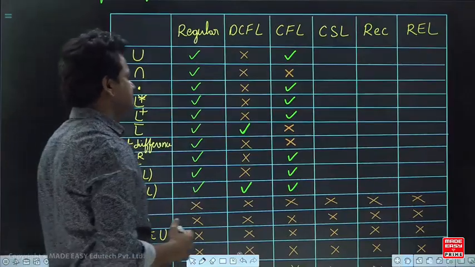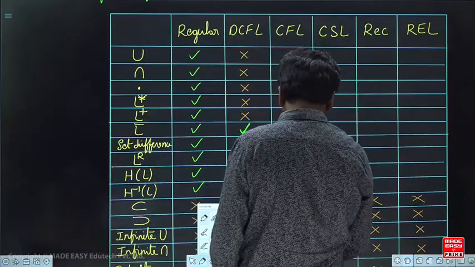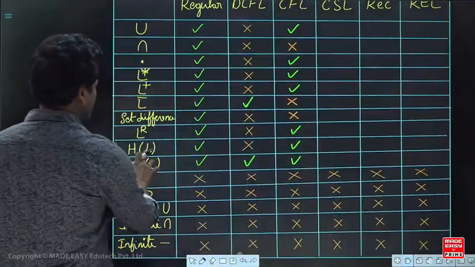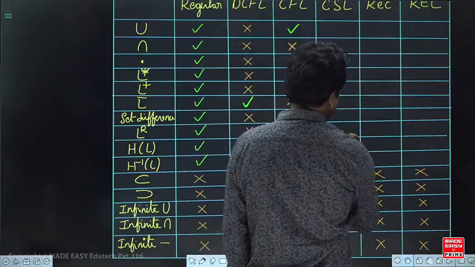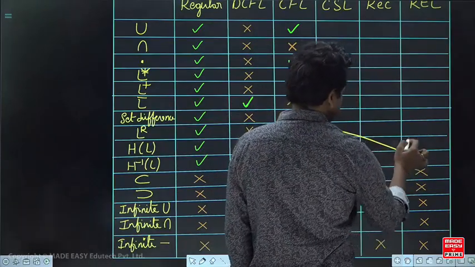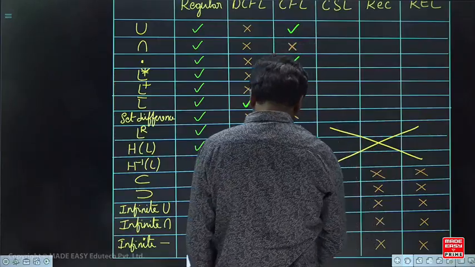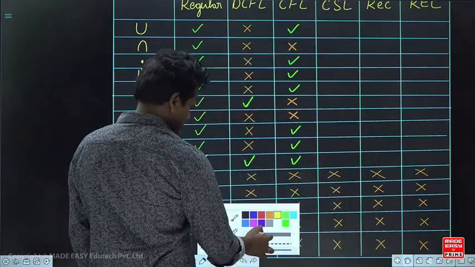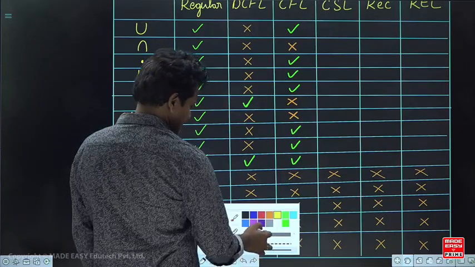CSL. See, actually, till now, reversal, homomorphism, inverse homomorphism, some places they will give as closed, but here it is not clear now. Till now it is not clear, so it is still doubtful. So that is the reason I am giving this as no information.